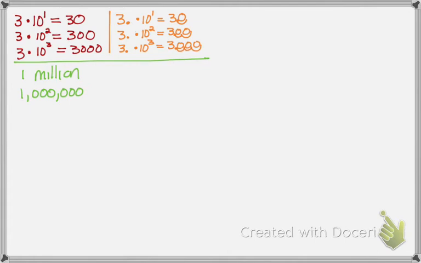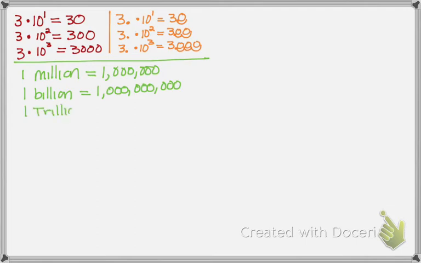Actually, you know what I should do? I should put it here. 1. Okay, now let's do a billion. 1 billion is a 1 with 9 zeros. Okay, what's a trillion? 1 trillion is a 1 with 12 zeros.